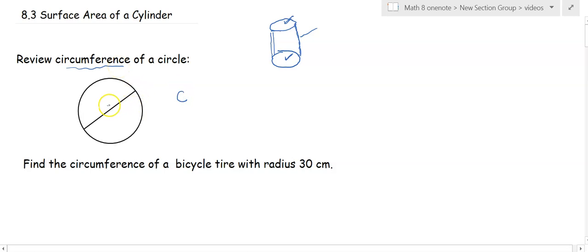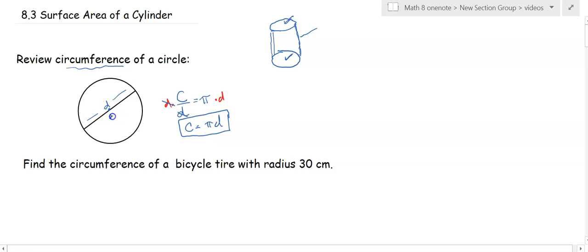Circumference of any circle divided by its diameter, the distance across going through the middle, is always equal to pi. That is the ratio. Circumference divided by diameter is a ratio that is equivalent to pi. So if I was to multiply both sides by d, I would get circumference equals pi times diameter. So that's our formula for calculating the perimeter or circumference of a circle.